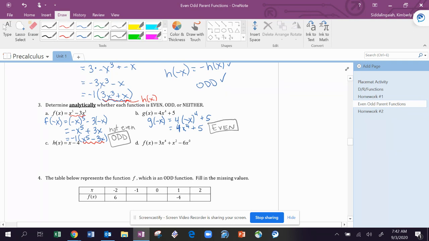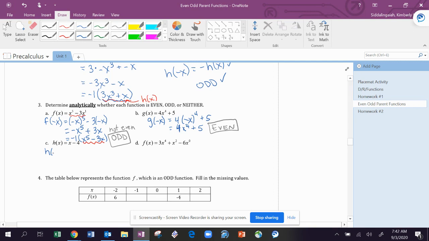A function is either even or odd, or none of the above. So a function can't be both even and odd at the same time. All right, so then in the neither case, by the way, none of those steps work. So I'll take a look at C. This hopefully should be kind of quick.